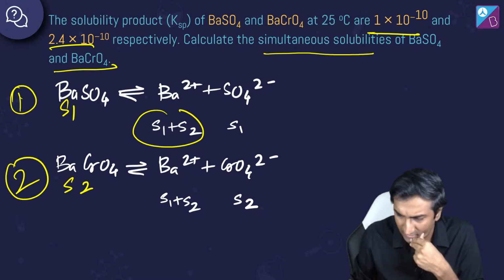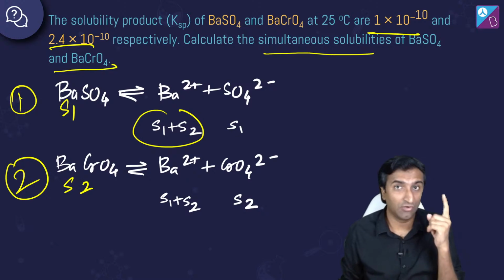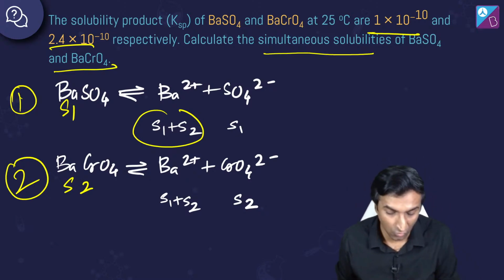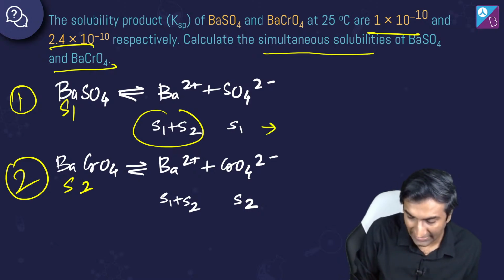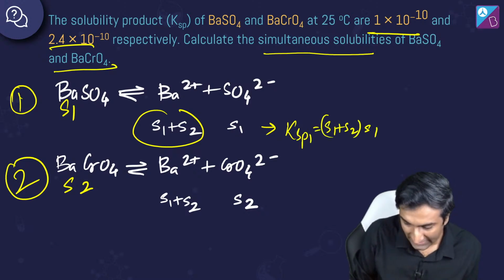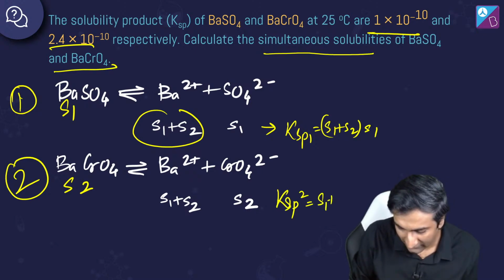अब इसका क्या किया जाए? इक्वेशन आएगी. इक्वेशन हम लोग याद नहीं करेंगे, हम लोग करेंगे फर्स्ट प्रिंसिपल से. फर्स्ट प्रिंसिपल से क्या है? देखो, let's divide both of these, right? From this I get that KSP1 is going to be equal to (S1 plus S2) into S1, and KSP2 is going to be equal to (S1 plus S2) into S2, right?